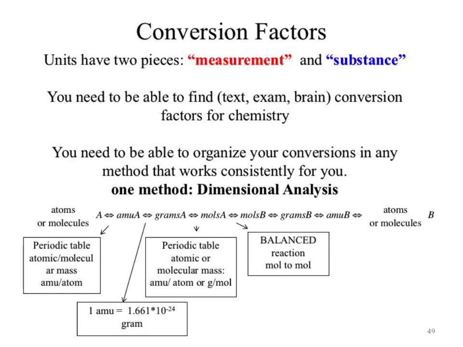Moles of A to moles of B, what changed? A to B. The substance. Where do I find a substance conversion? Balanced reaction. Okay? Grams of A to moles of A. What changed? The measurement. Where do I find the measurement conversion between grams and moles? Periodic table. AMUs to grams. AMUs of A to grams of A. What changed? Measurement. Where do I find that conversion?